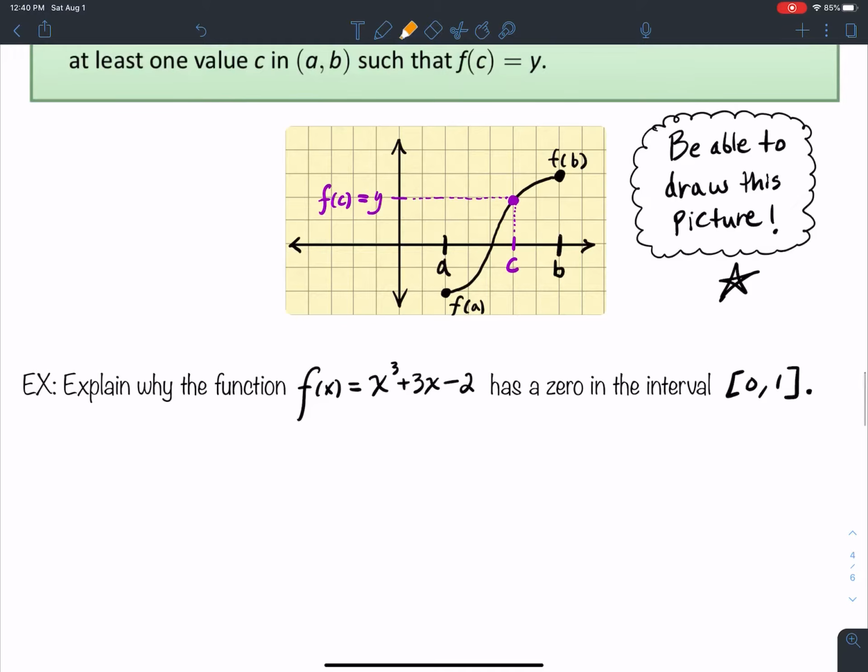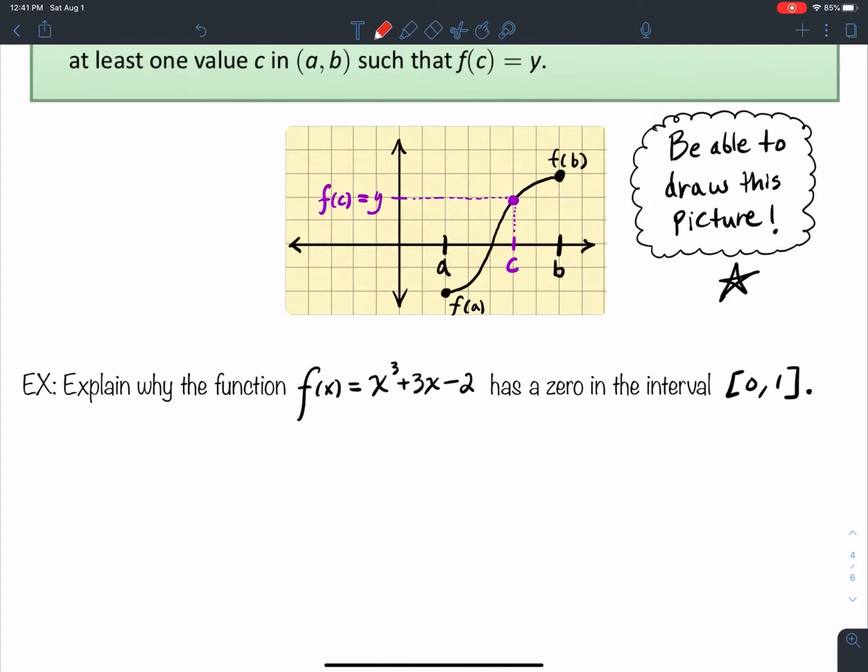So I'm going to explain why the function has a 0 on the interval from 0 to 1. This function right here is a cubic, and there is a theorem that says any cubic has at least one real solution. And it kind of makes sense with a cubic. Cubics kind of look like this. At some point they go from negative infinity to positive infinity, so at some point they're going to have to cross the x-axis at least one time, maybe several.